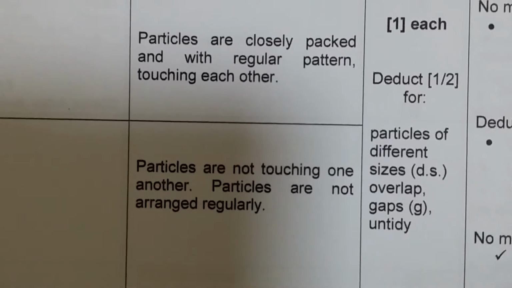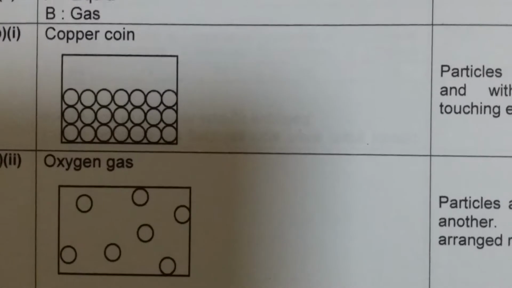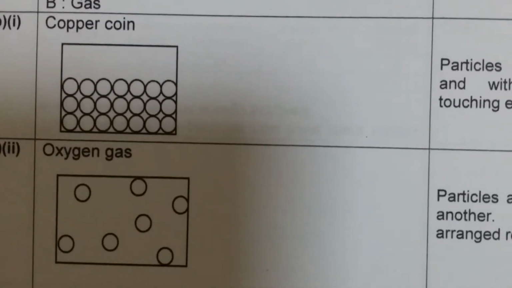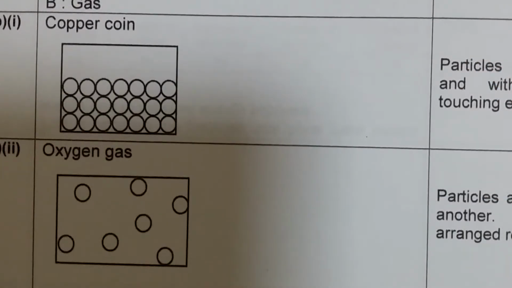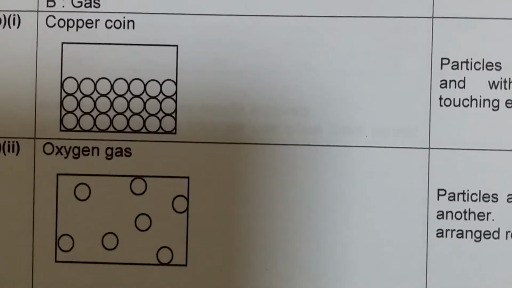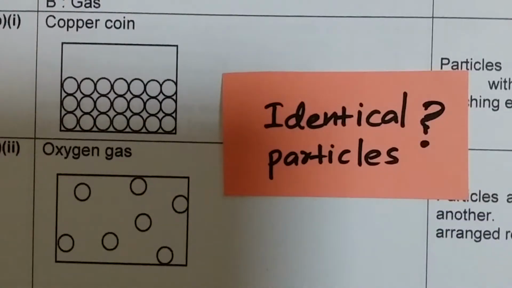When you are drawing particles in a solid, the particles should be closely packed, should have a regular pattern, and should be touching each other. However, in this case I have used a Word document on the computer, so I can get identical particles. But when you are drawing by hand, the particle size may not be identical.